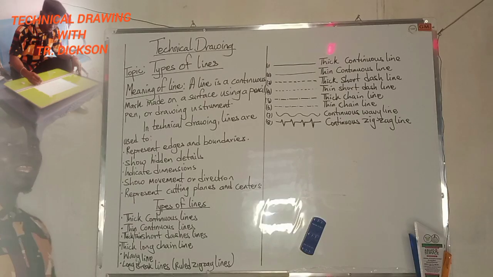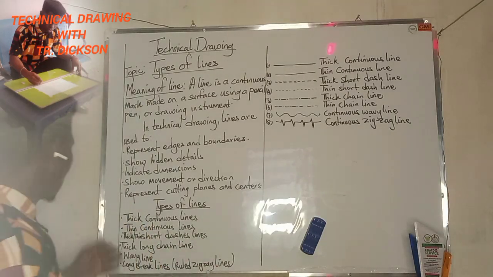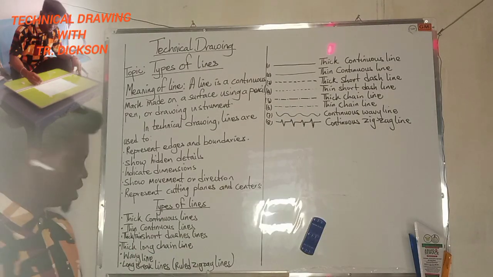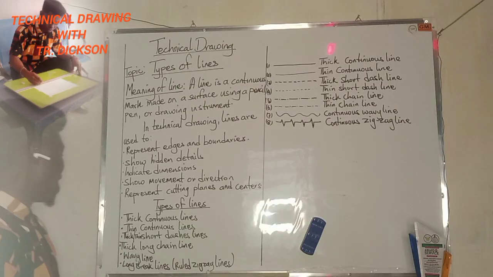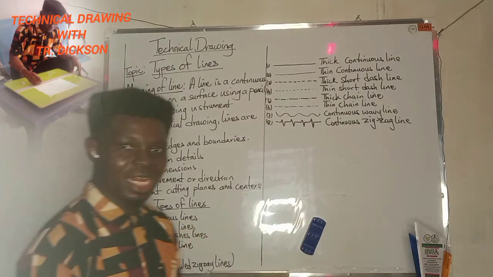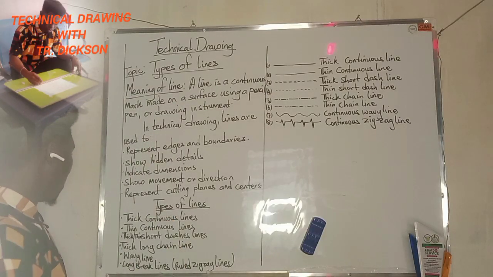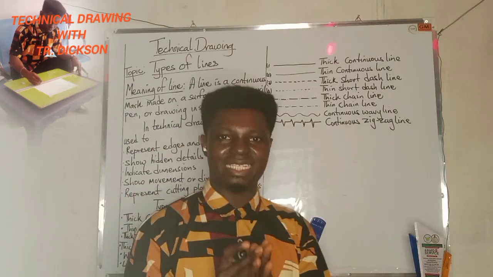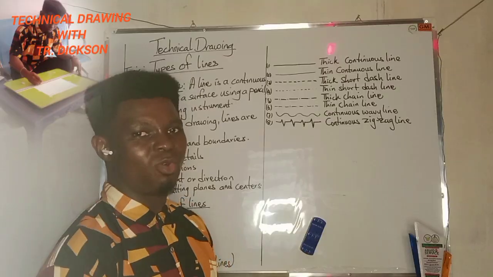We have what we call a thick continuous line. Equally, we have a thin continuous line. In contrast, we also have thick and thin short dashes line. We have thick long chain lines, equally thin long chain lines. We have wavy lines, and also we have long break lines, which we can also call ruled zigzag lines. All right, let's take them one by one and see where they are applicable and what they're used for.